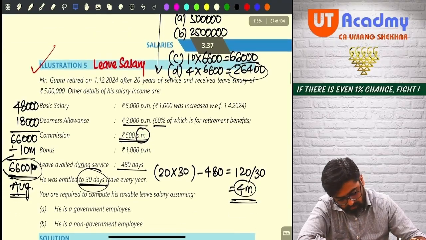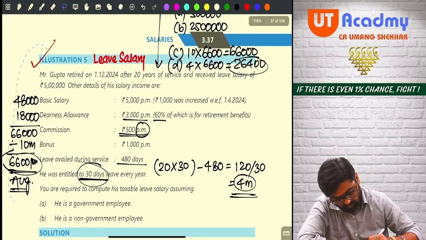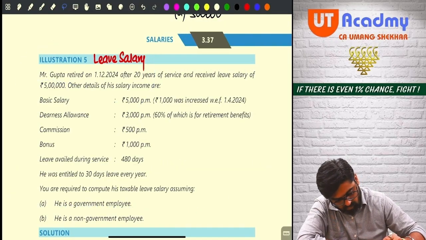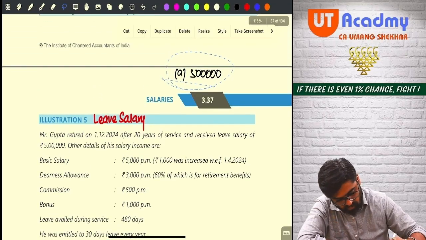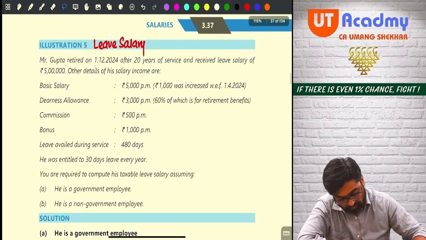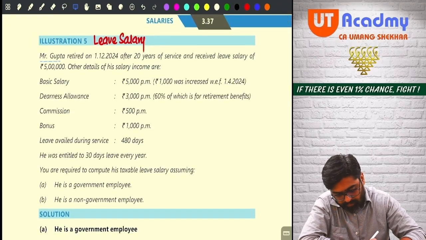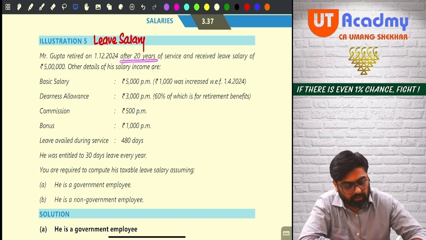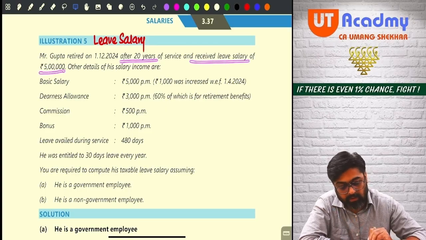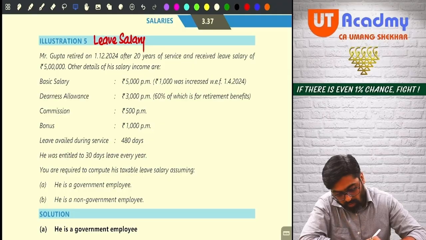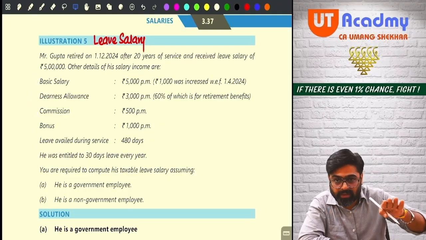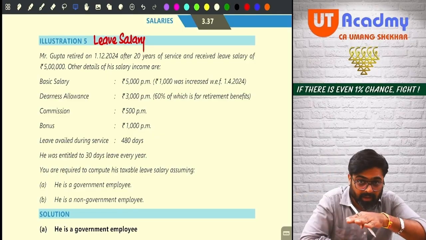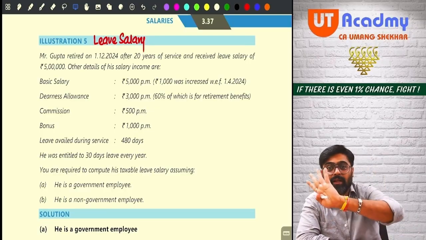Come to question number 5. Mr. Gupta retired on 1st December 2024 after 20 years of service and received a leave salary of rupees 5 lakh. Other details of his salary income are given. See, whatever details are given, this much salary he was receiving prior to his retirement. So when he got retired, at the time of retirement, he is getting this much salary.